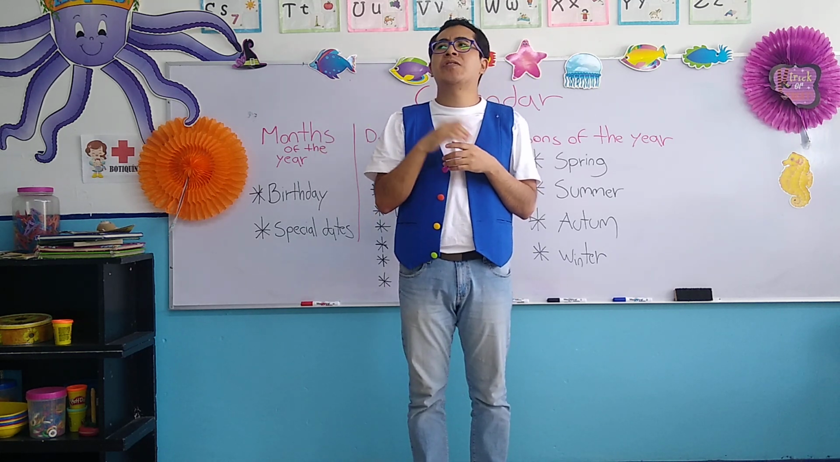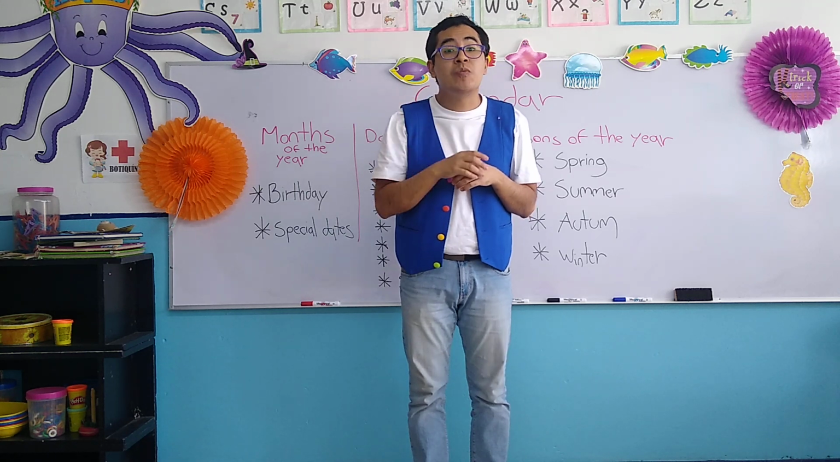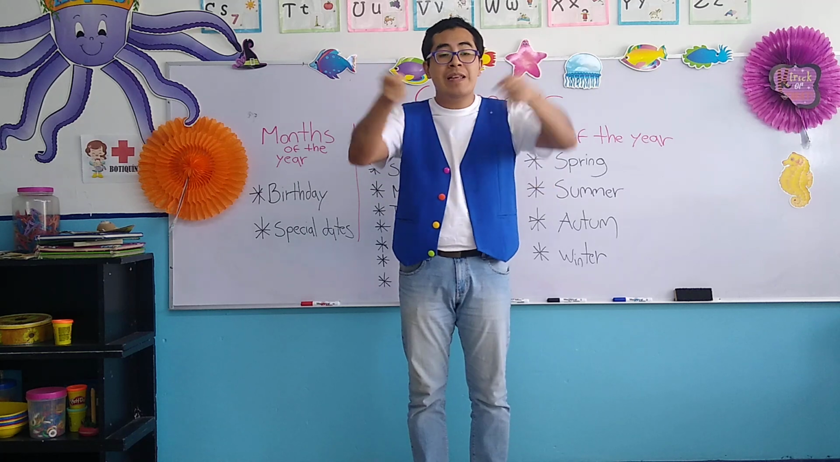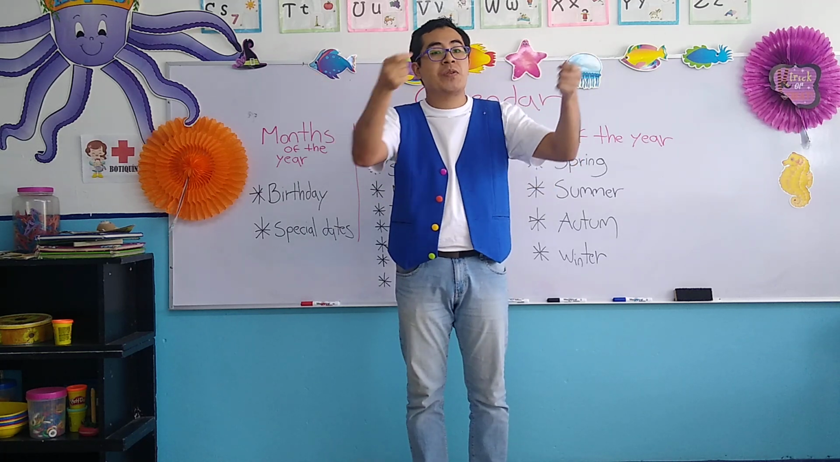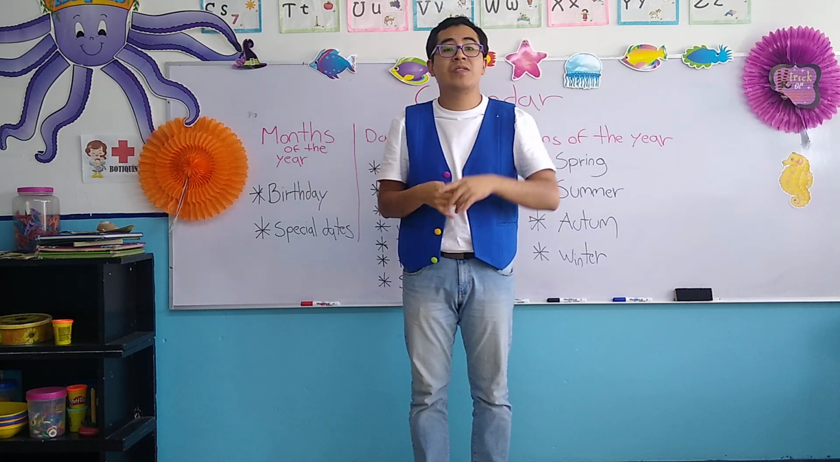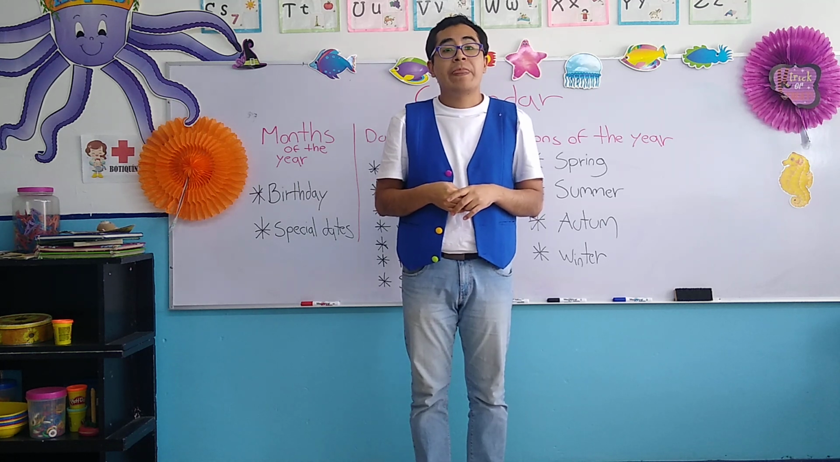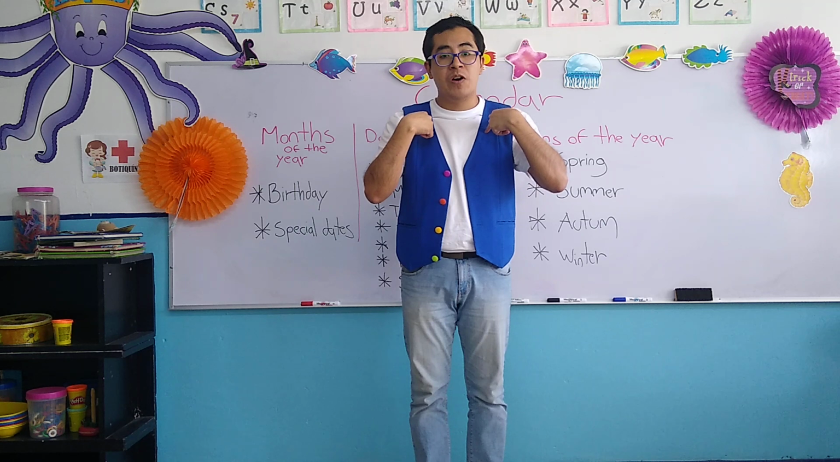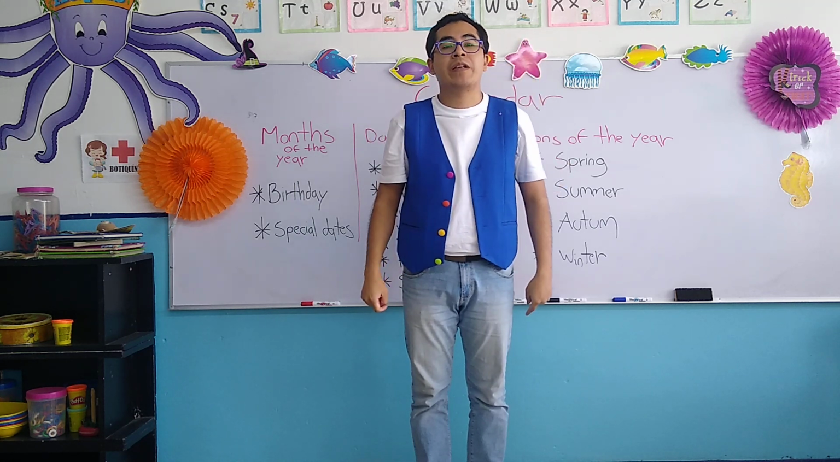In this case, let's use postman. Do you remember what is a postman? Is the person that delivers the letters. La persona que entrega cartas. That is the postman, okay? Now, we're going to practice it with the verb to be. I am going to say it first, and then you are going to repeat it, okay?